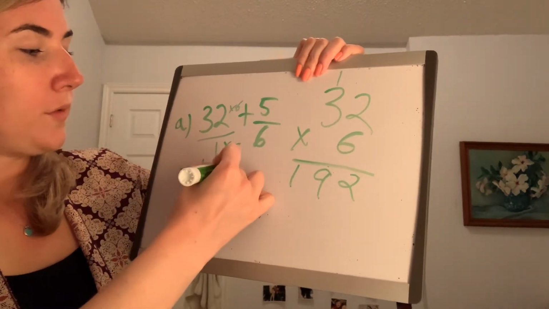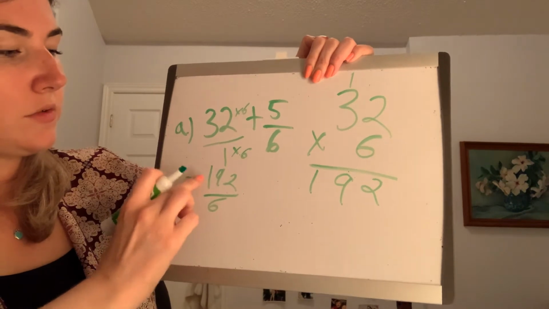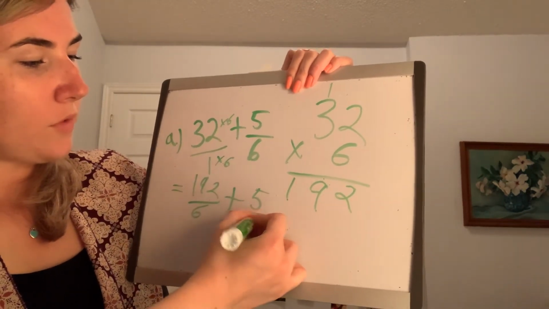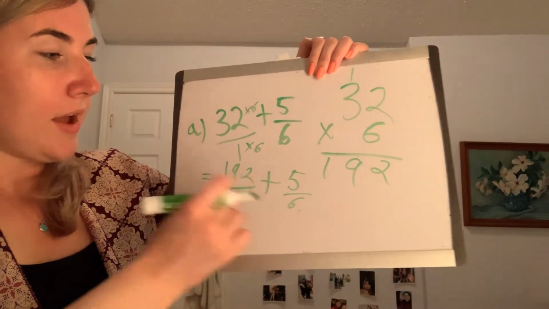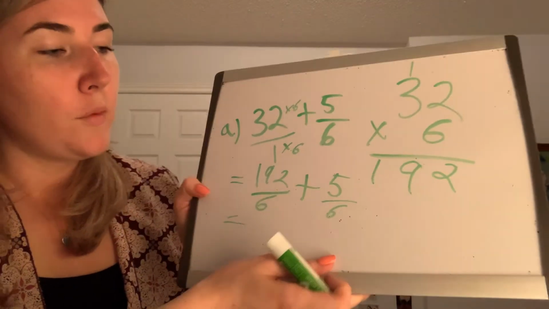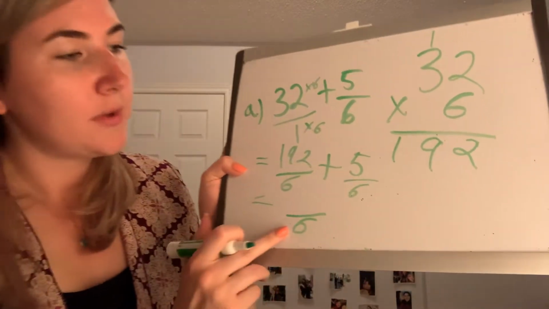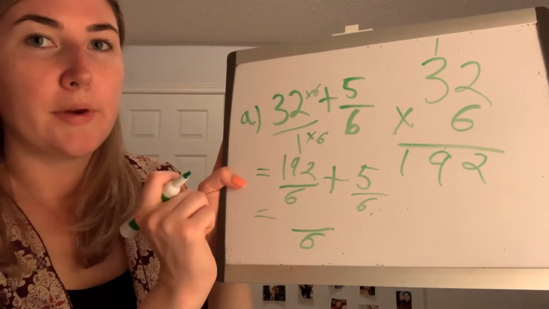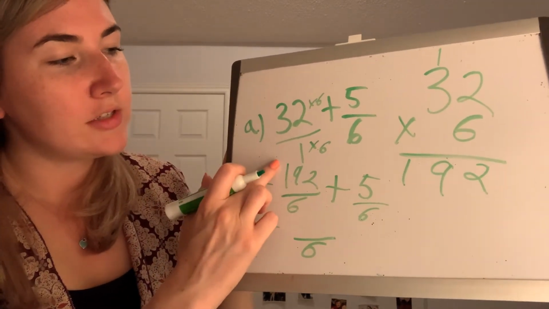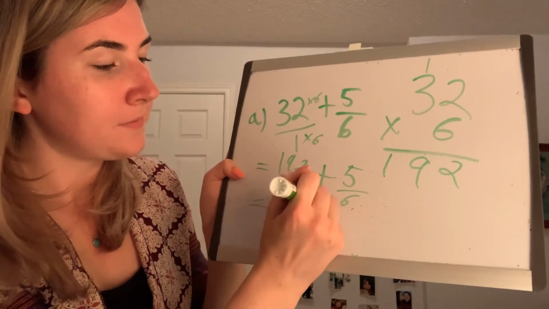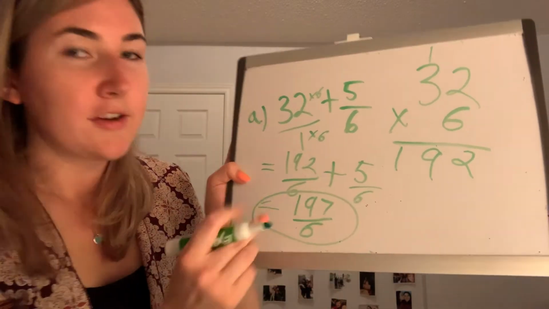So now we can rewrite our equation. We have 192 over 6 plus 5 over 6. Now, as always, when we're adding, we'll keep the same bottom number. So our answer will have 6 as the bottom number, and now we can add our top numbers. So we have 192 plus 5, which will give us 197. So there is our final answer. So now you can pause this video and you can finish B on your own.